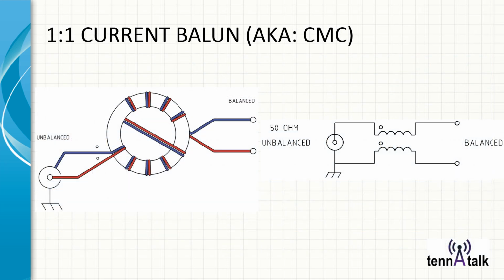So let's take another look at current balance, or CMCs, another way of calling it. Here's a bifilar winding with a crossover, and we have a 50 ohm unbalanced input, and the output is actually balanced. So that's why it's called a current balun. So yes, you could call it a balun for a 1-to-1, but it's the same thing. It's called a CMC.